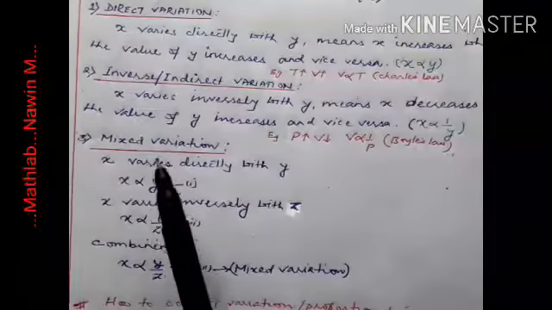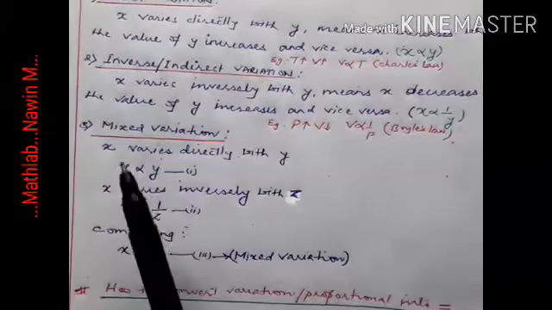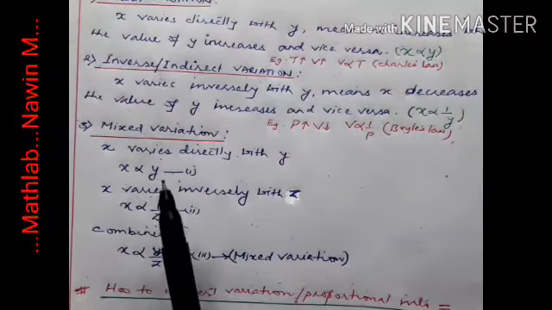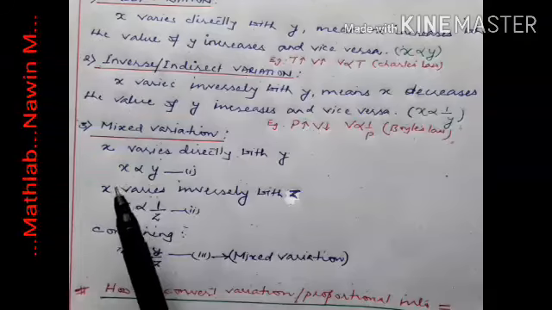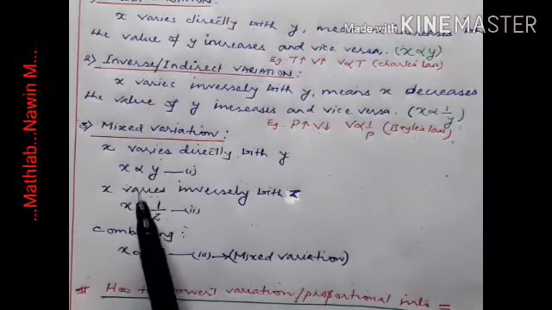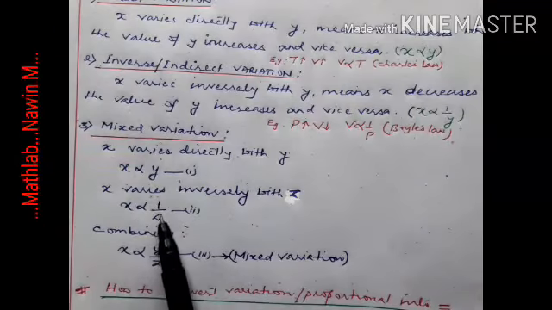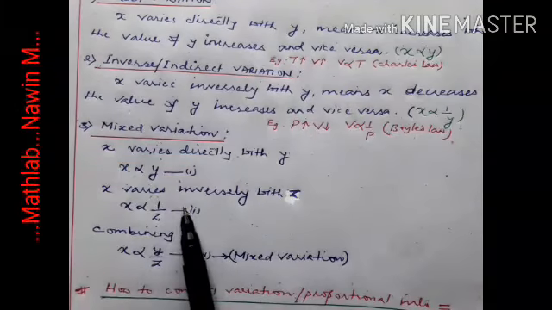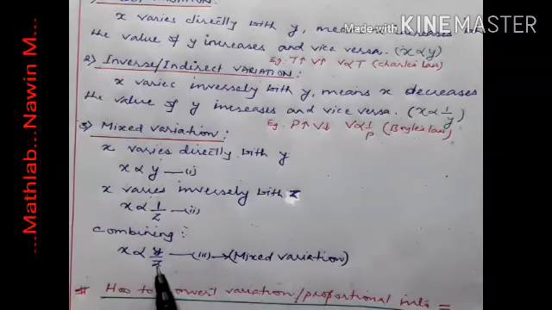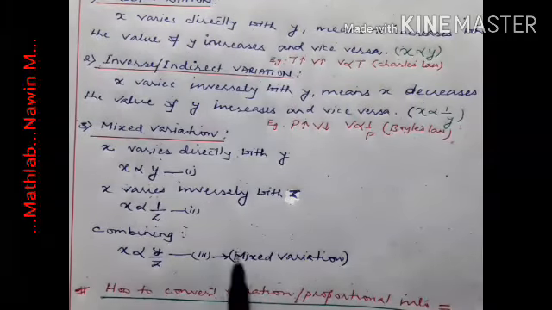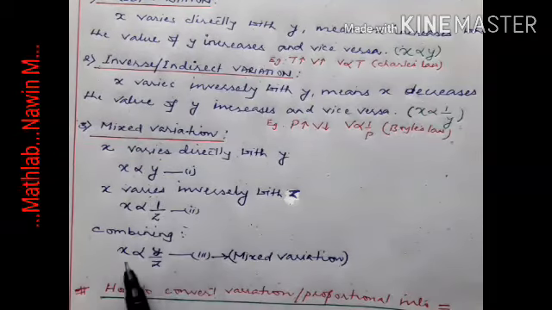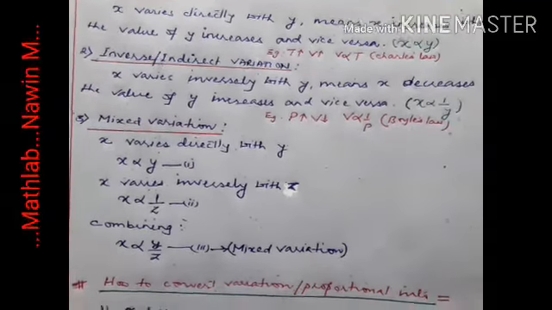Now the third one is mixed variation. Here there will be three variables, x, y, and z. Suppose say x is directly varying with y, and the same x is inversely varying with z. Then we write x directly varies with y, x inversely varies with z. Then if we combine these two, then what we will find? X will be varying directly with y and inversely with z. This kind of variation. Two variations, if we combine, we get mixed variation.